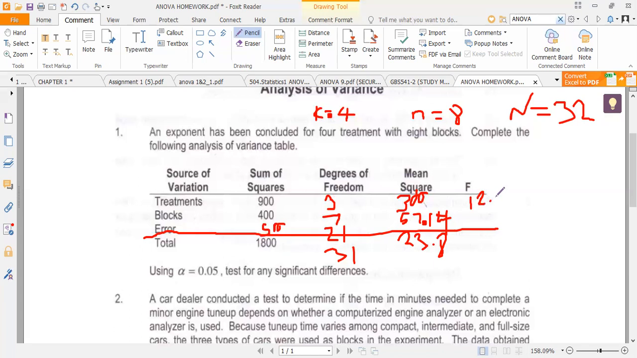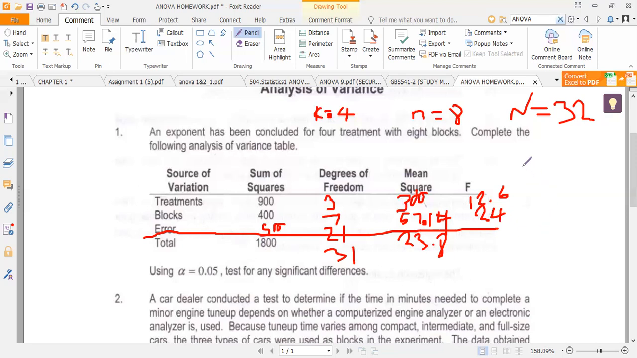A Two-way ANOVA has 2 F calculated. A One-way ANOVA has only 1 F calculated. So here we're 57.14. We divide it by 23.8. So we're going to get 24. So this is the F calculated for the treatment and F calculated for the blocks. So the procedure is simply the same.